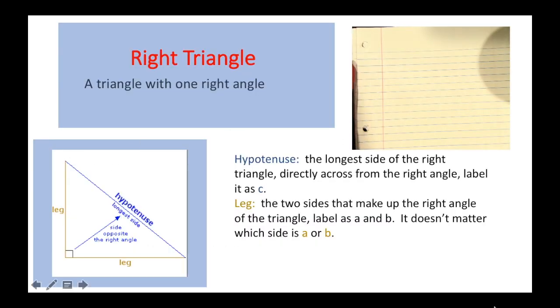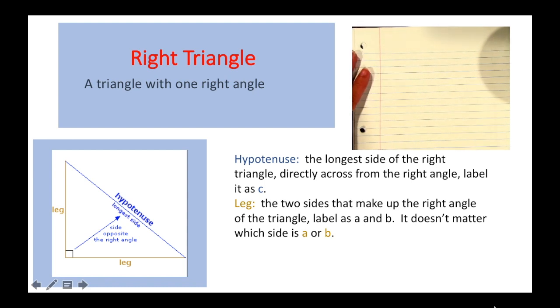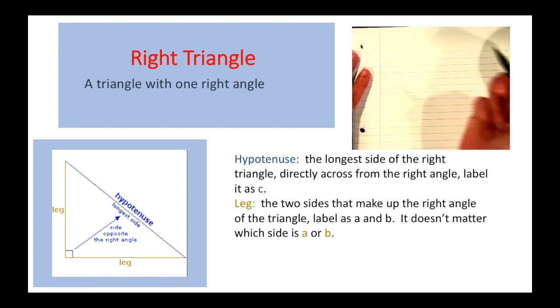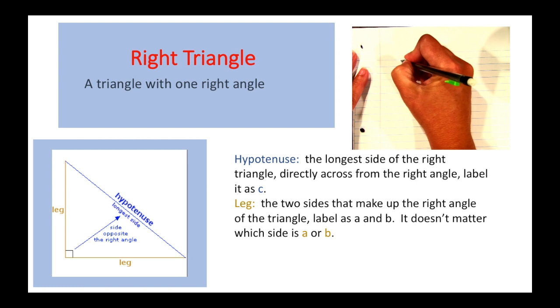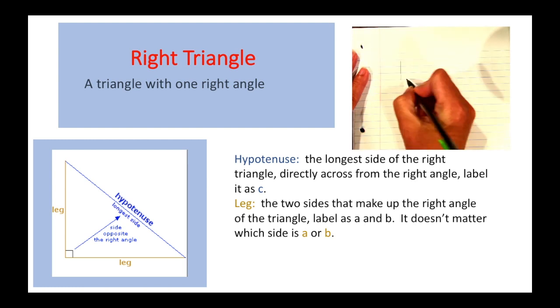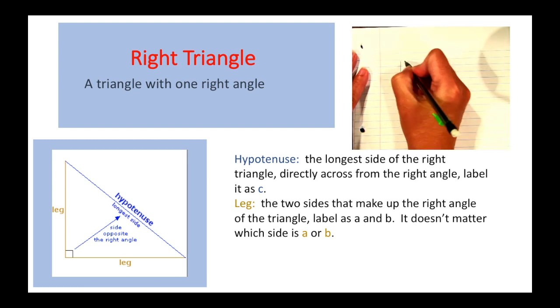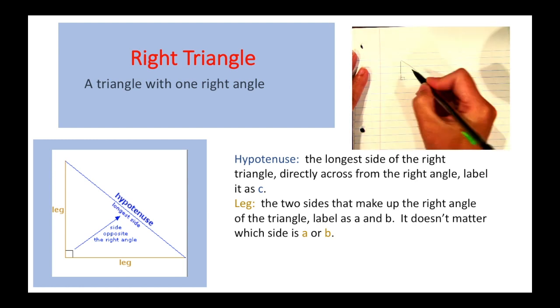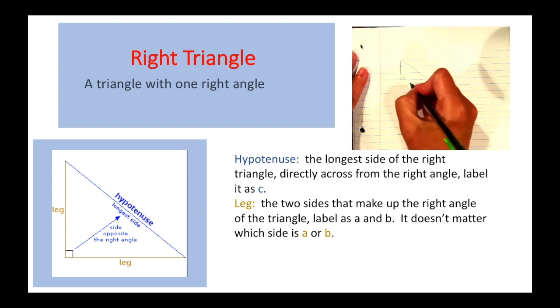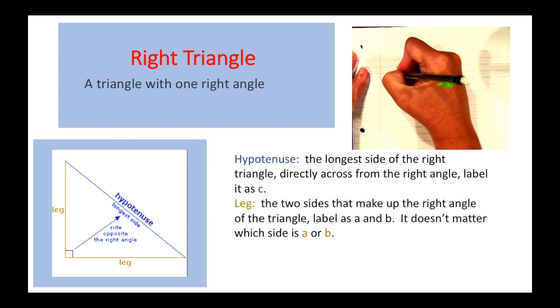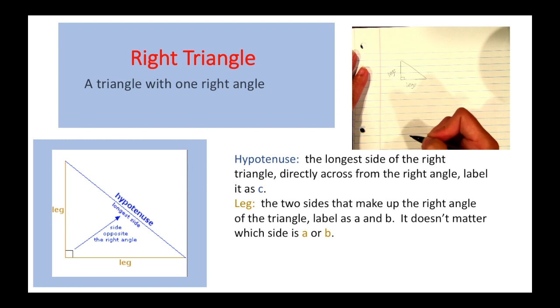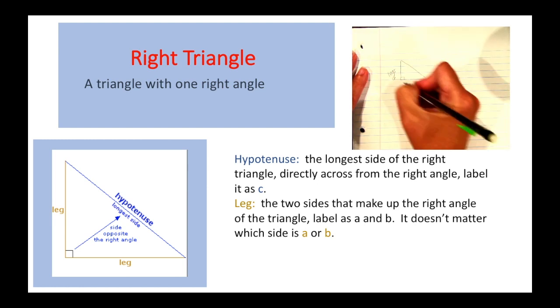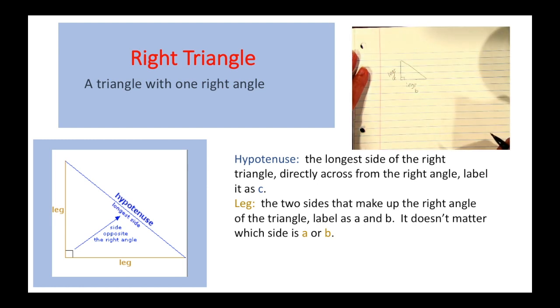Okay, today we're going to be talking about the Pythagorean Theorem. The Pythagorean Theorem revolves around a right triangle. A right triangle is a triangle that contains one right angle. The two sides of the triangle that make up the right angle are what we call our legs. We use the letters A and B for the legs. Either leg can be A or B.